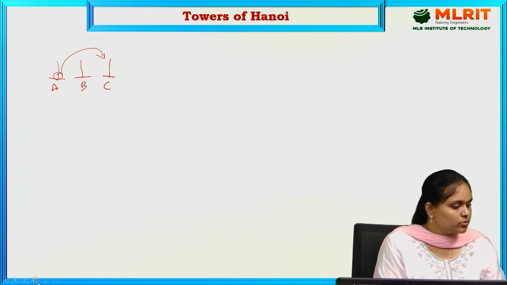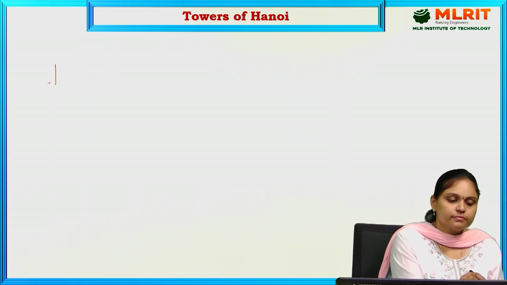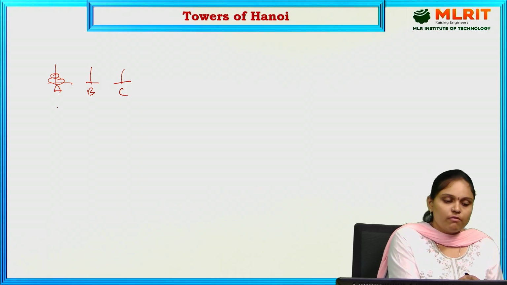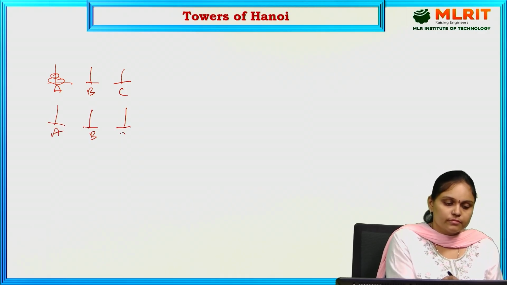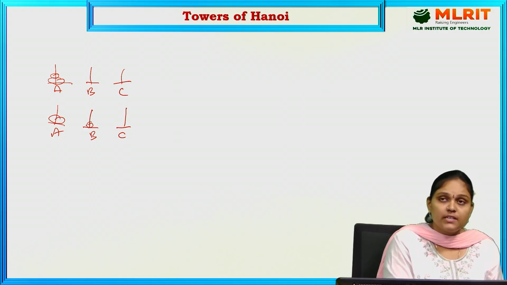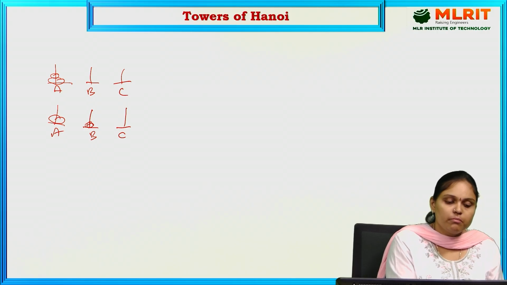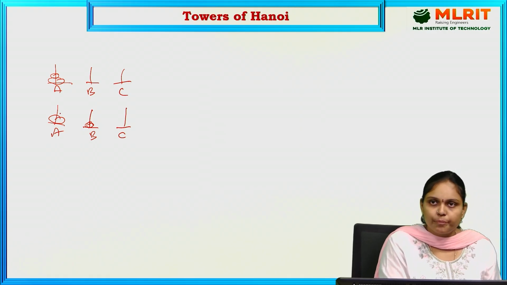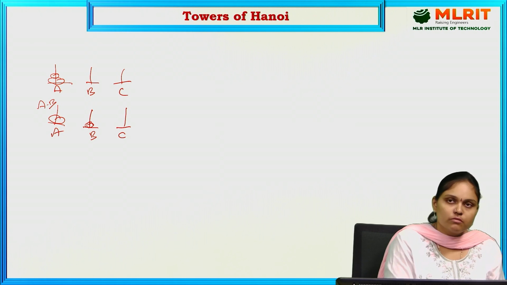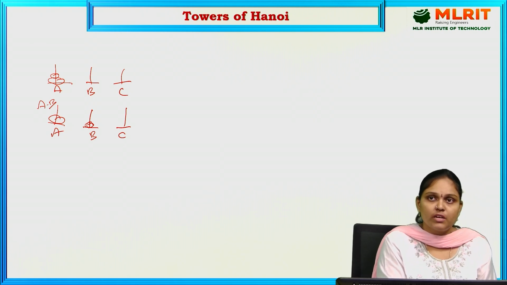So suppose we have some A, B, and C, and we have 2 disks. At that time, one disk we are moving from A to B. That is nothing but the smaller disk, which is on the top in A. From A to B, only one disk we can move. So one disk we are moving from A to B.